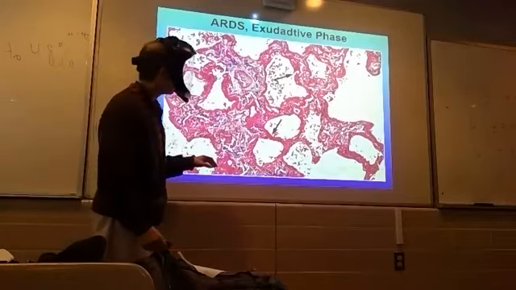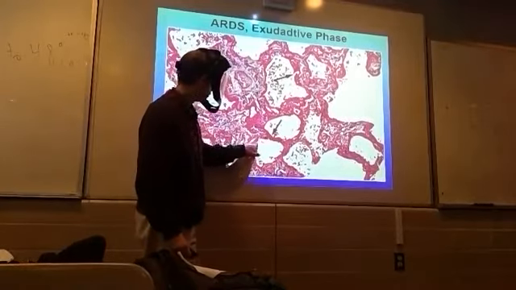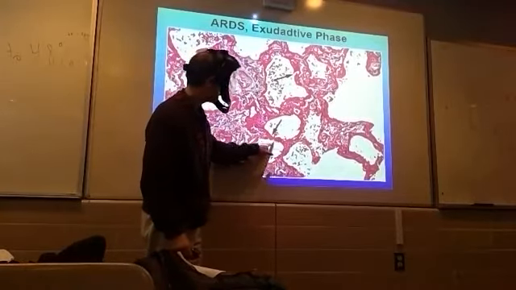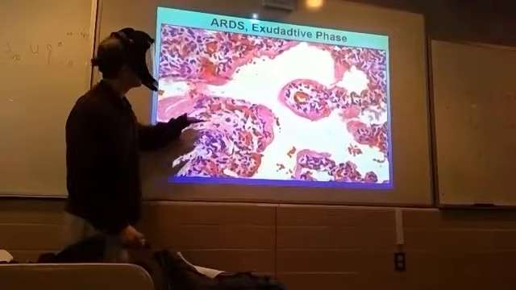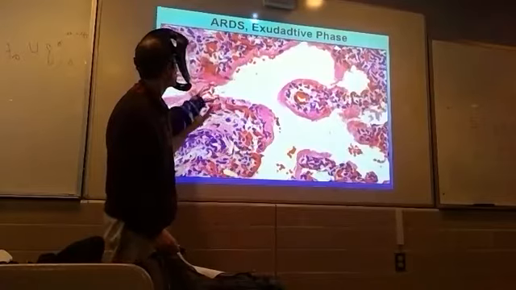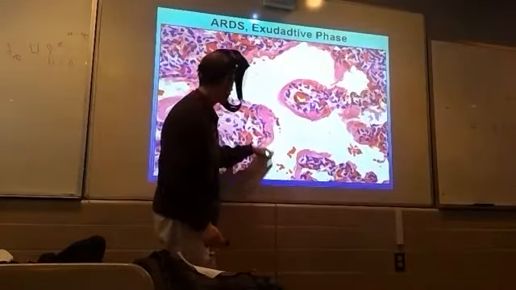Look at the alveolar walls themselves. There's the alveolar space. Look at the walls of the alveoli. See this kind of red, pink staining material that's lining the alveolus? Take a close look. Let's zoom right in. Okay, here's one of the alveolar spaces. You can see the walls of the alveolus here. Look at all that pink stuff within the alveolar space.